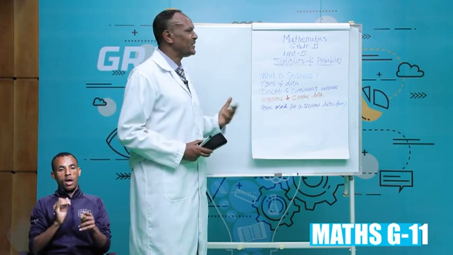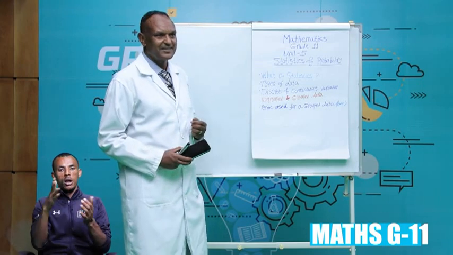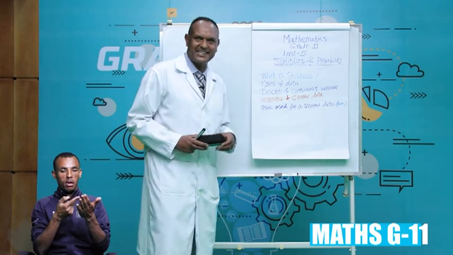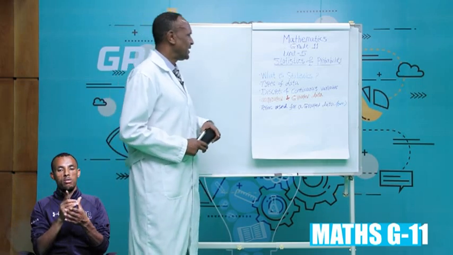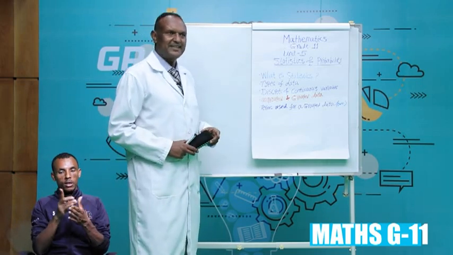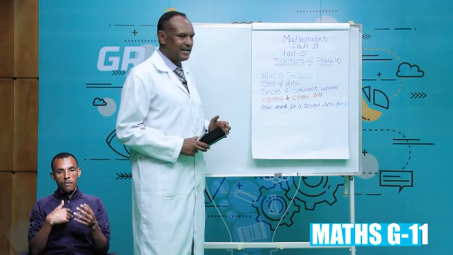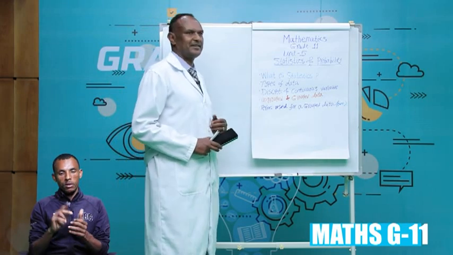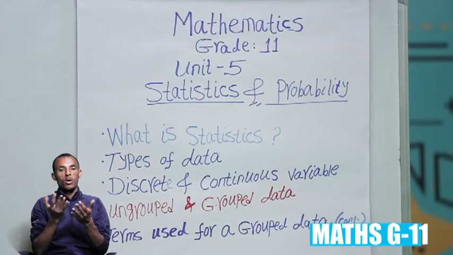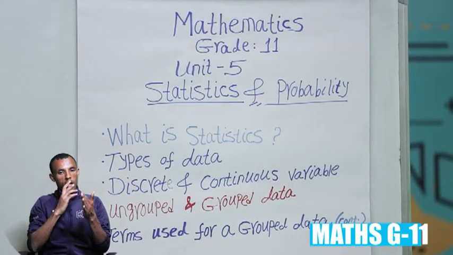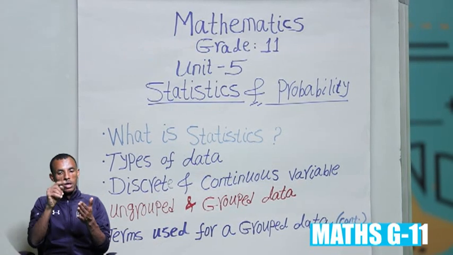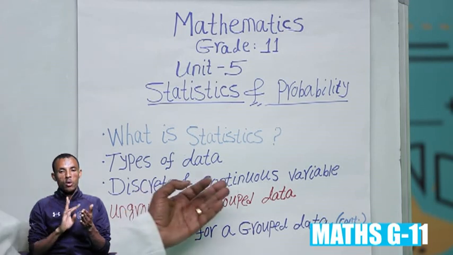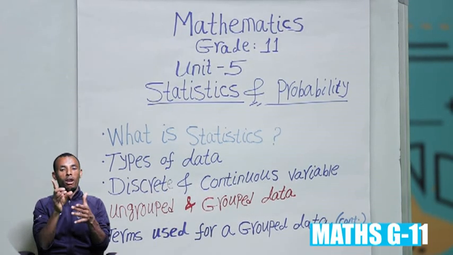When I ask you how many children are there in your home, you will give me a number: 1, 2, 3, 4, 5. That gives quantitative data. Quantitative data that you have collected can again be classified into two. Discrete, where all the results are whole numbers. If the results are real numbers between two numbers, we call it continuous data or continuous variable.